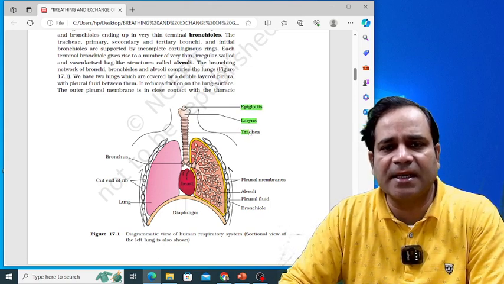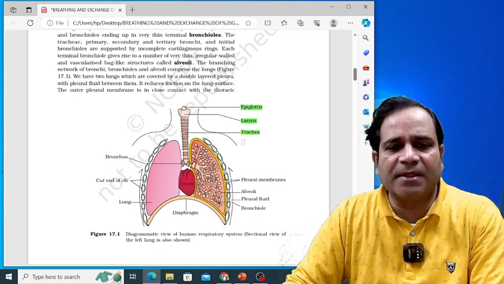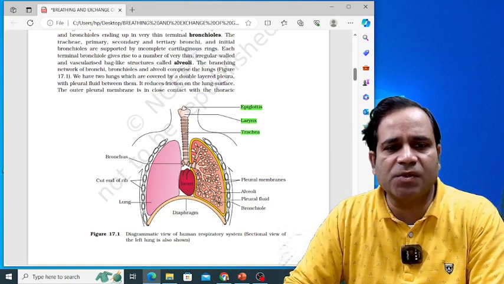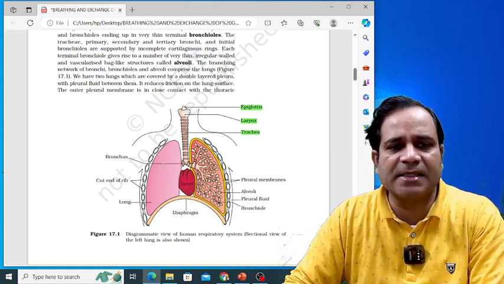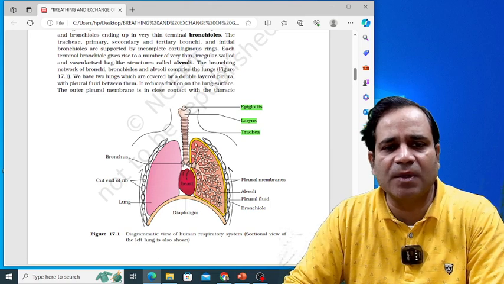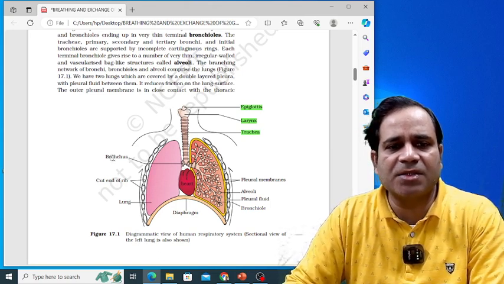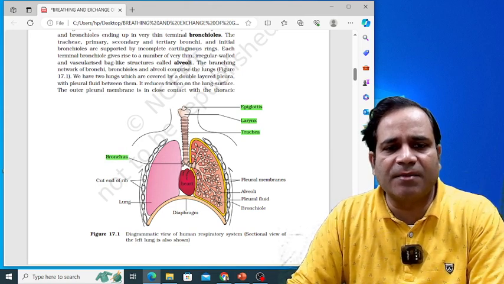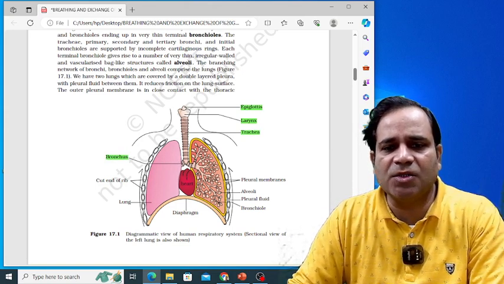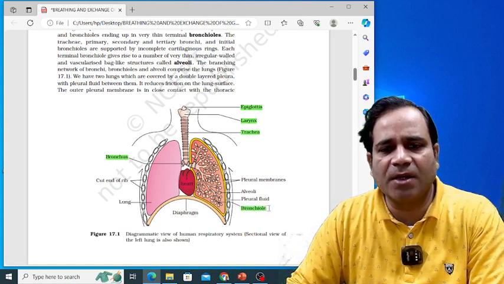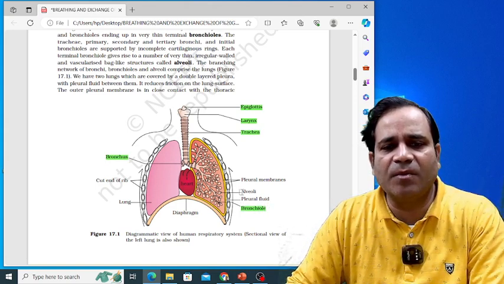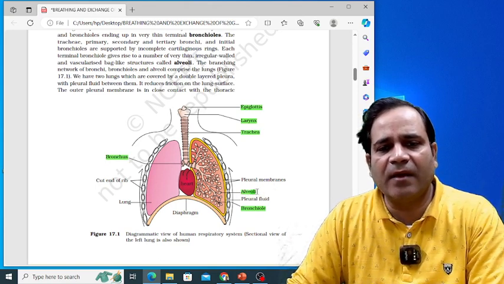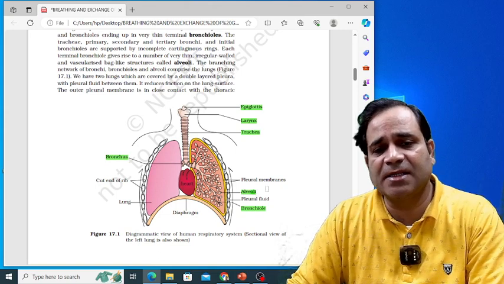And afterwards see here the trachea, and this trachea is divided into what? Bronchi. Bronchus is singular, bronchi is plural. This one is a tubular structure, bronchus, singular. And then this bronchus is further divided into several branches, my dear, known as bronchiole. And these bronchioles open into muscular sac-like structures known as alveoli. Alveoli is plural, alveolus is singular, my dear.